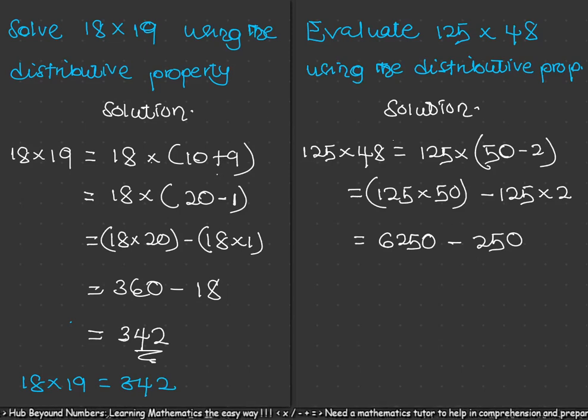So you realize once again that your complex multiplication problem has become a very simple subtraction problem, which is 6,250 minus 250. And if you have to evaluate that, you simply get your 6,000. As simple as that. So this ends our lesson on distributive property, that is using the distributive property to evaluate multiplication problems.